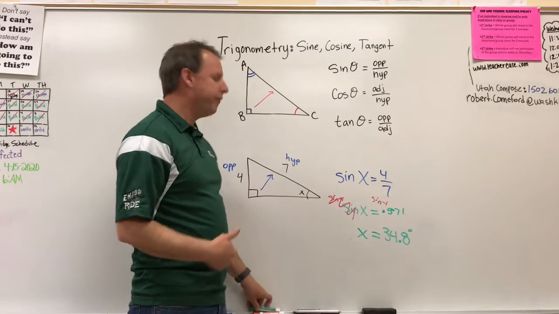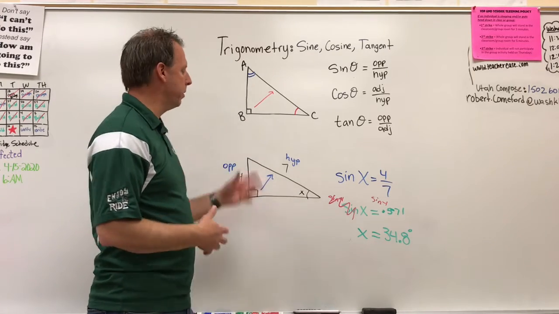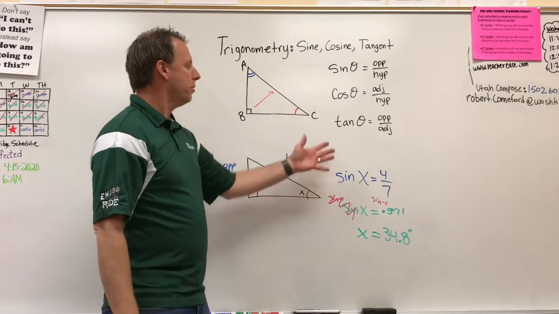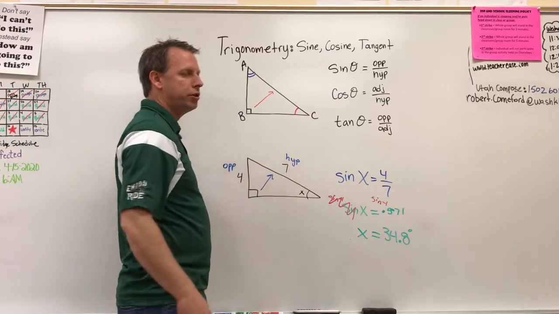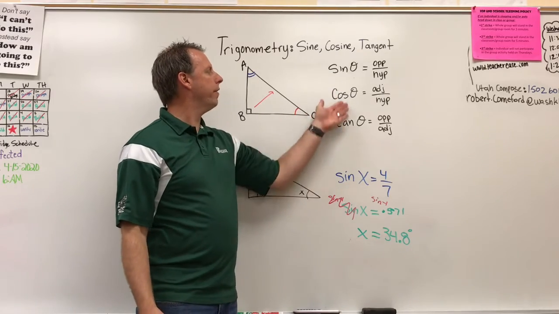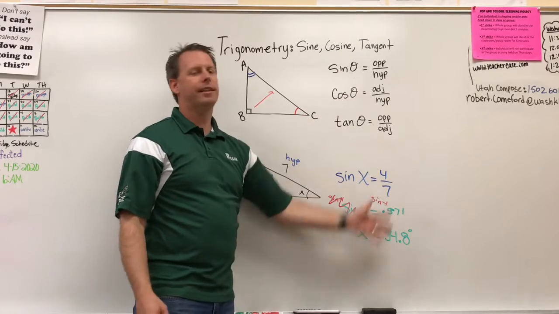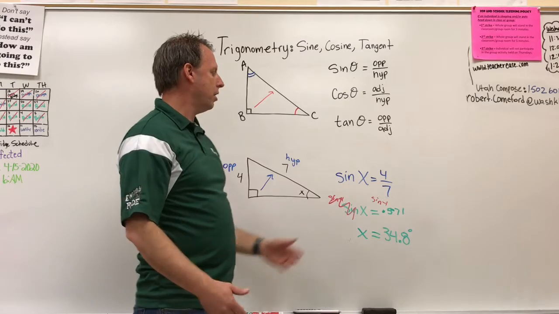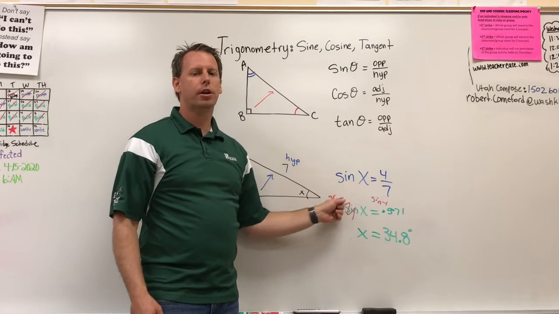Right? So these are very similar to the problems where we were looking for missing sides. We still identify what angle we're interested in. We identify the sides that we're dealing with. We find the right trig function and set up the equation, and then solve for x. It's just now, to solve for x, we have to use this inverse trig function.